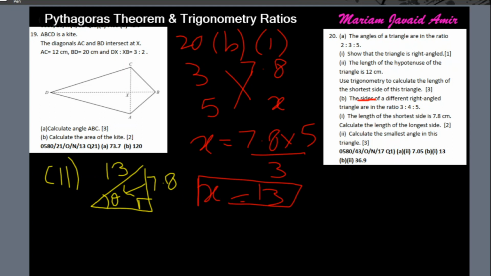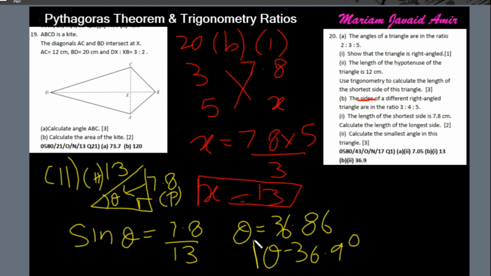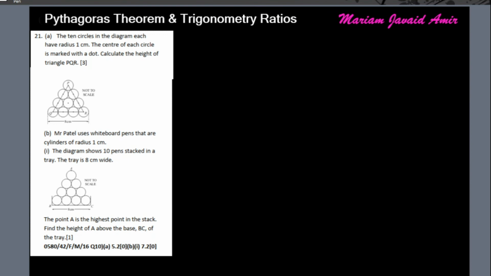The length opposite to theta is always the perpendicular. The length opposite to the right angle is always the hypotenuse. So using sine here, sine theta equals 7.8 over 13. Shift sine, answer. This gives us 36.86, so 36.9 degrees when rounded off to 1 decimal place, and that's how you're supposed to round off angles, to 1 decimal place.